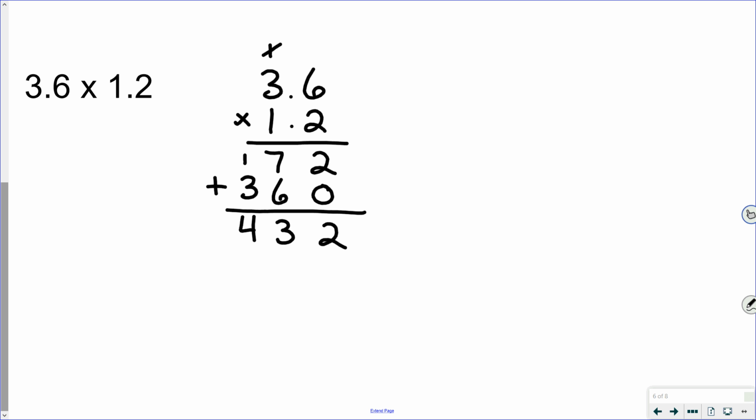So as you can tell there, I just multiplied those as if it was 36 times 12. I didn't worry about my decimal points. Now I worry about the decimal points. 3 and 6 tenths has 1 digit behind the decimal point. 1 and 2 tenths has 1 digit. So my answer needs a total of 2 digits after the decimal point. So my answer is 4 and 32 hundredths.